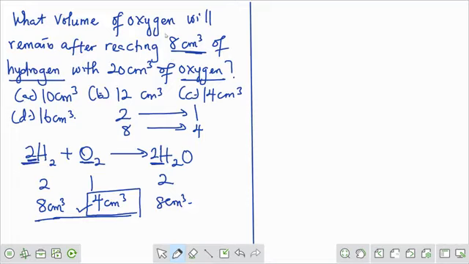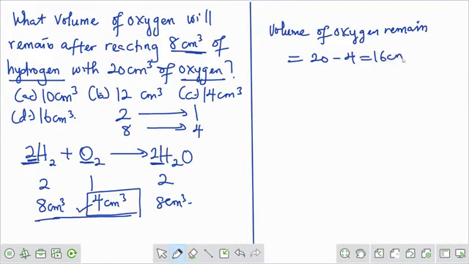Now we react 20 cm cube of oxygen and we use just 4. So the volume of oxygen that remains will be 20 minus 4, that is 16 cm cube. I hope you understand. This topic is very, very simple. Just compare them together and you will get your answer.